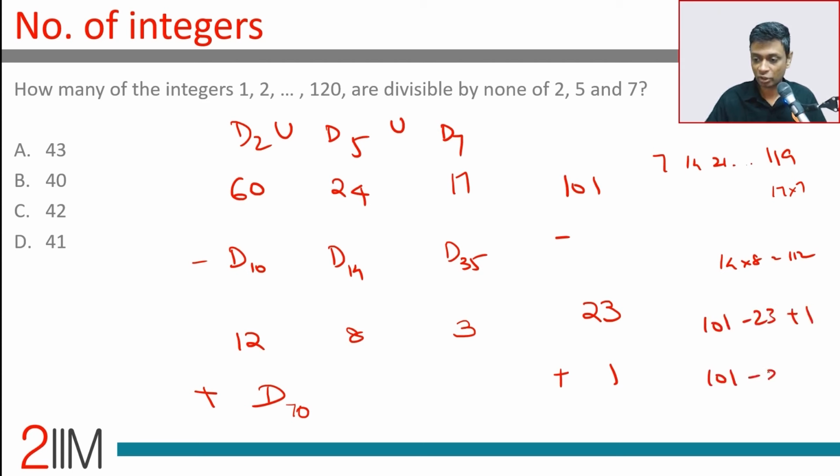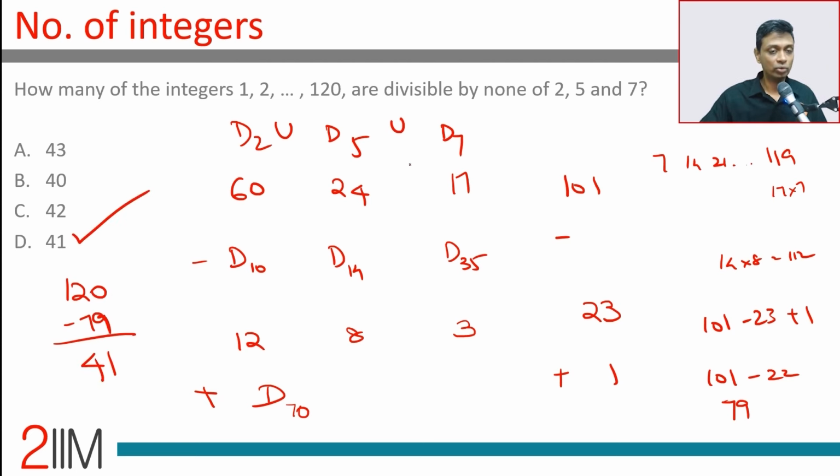101 minus 22, which is 79. Totally 120 numbers are there. From this we subtract 79. We get 41 numbers that are divisible by none of 2, 5 and 7.